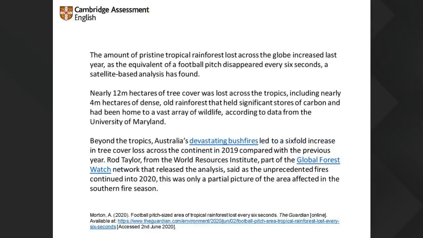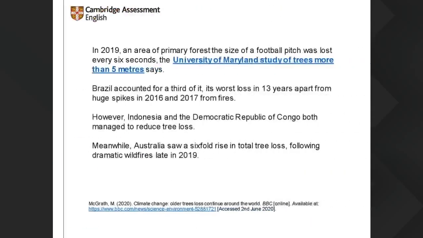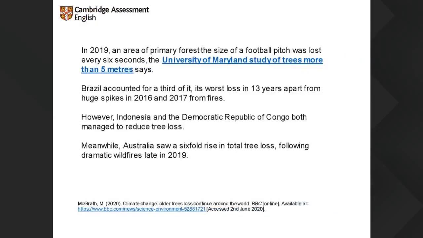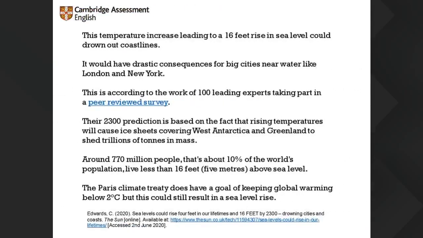So here we have a story taken from The Guardian, or 3 paragraphs taken from The Guardian. I took this straight off the internet yesterday. Okay, so 3 paragraphs here about rainforest loss. This is from The Guardian, and then the same story from the BBC. We've got 4 paragraphs there, and then it's not exactly the same story, but a similar sort of topic area from The Sun, which is a British tabloid.